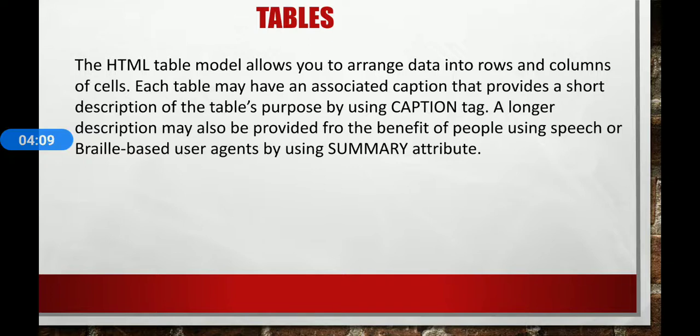A longer description may also be provided via the summary attribute for the benefit of people using speech or braille-based user agents. Table rows may be grouped into head, that is header, or footer, and body sections via the T-head, T-foot, T-body elements respectively. Table cells may either contain header information or data. For header information, the TH element is used, and for the data, the TD element is used. Cells may span multiple rows and columns.